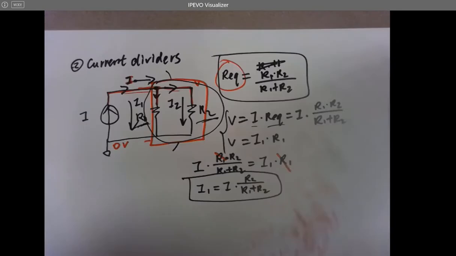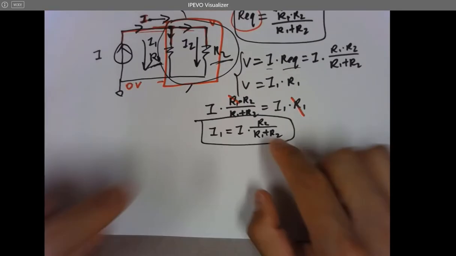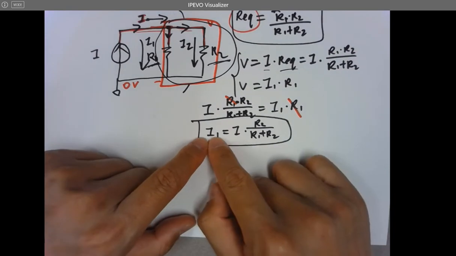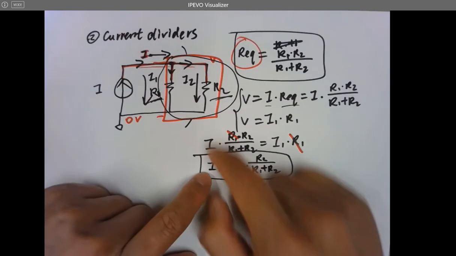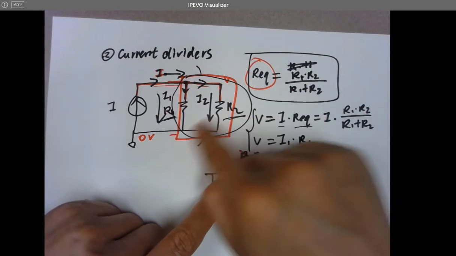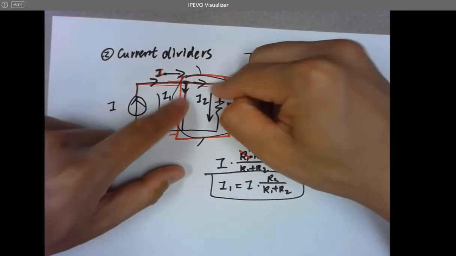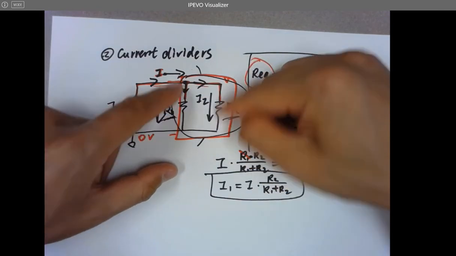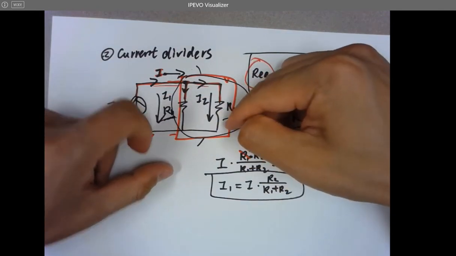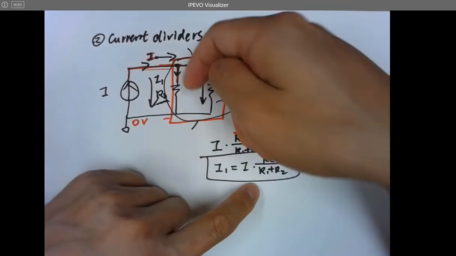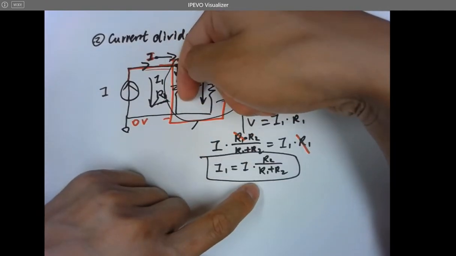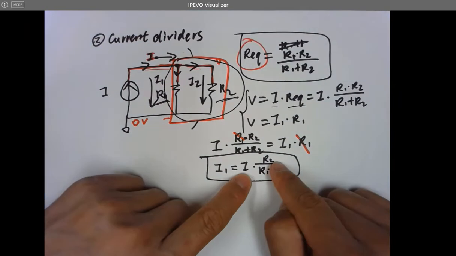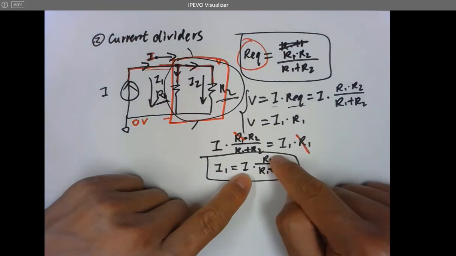However, in the current divider's equation, you have the same R2 over R1 plus R2, but it's not I2, it's I1 here. Keep in mind, the current in the current divider gets two branches of current flow through these two resistors respectively. So the current I1 equals the overall I times R2 on the top, but not R1.